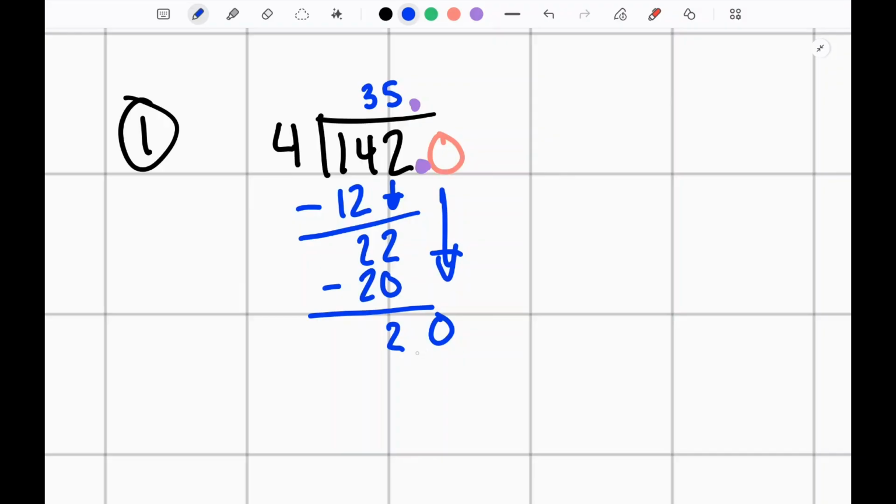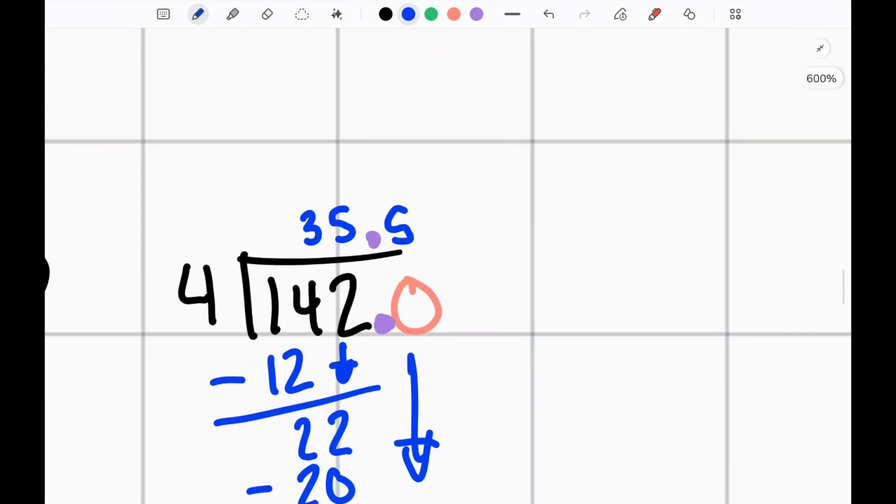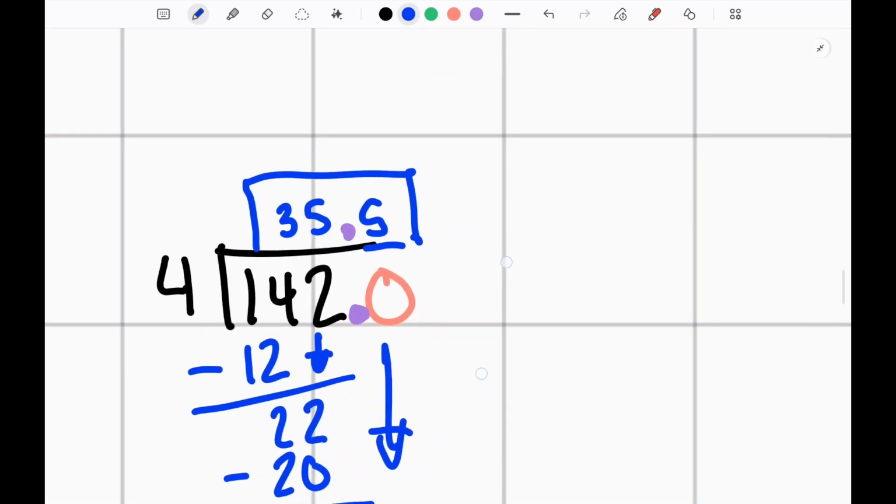So can 4 fit in the 20? Yes, it can. It can fit 5 times, so 5. 4 times 5 is 20, and the subtraction is 0. And when we get a 0, this means we're done. And the answer is 35.5.